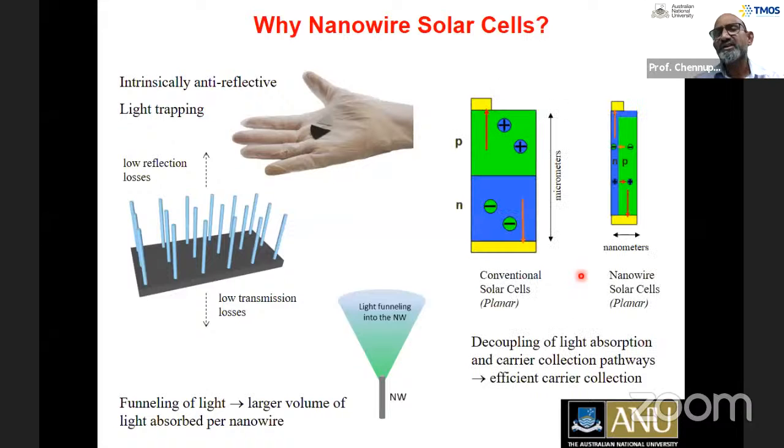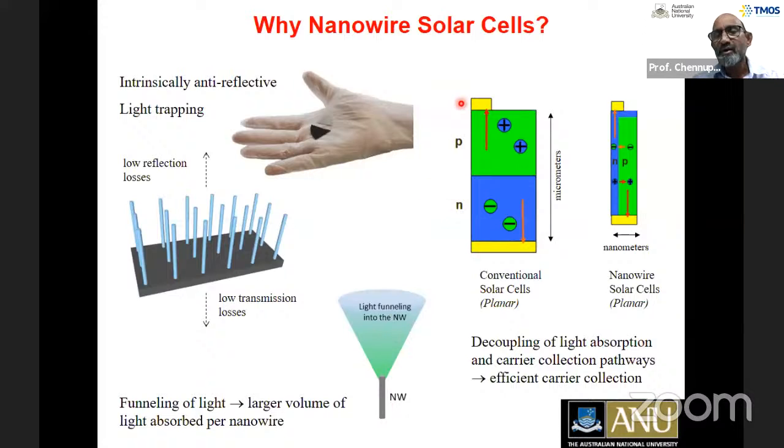And why are we interested in nanowires for solar cells? It turns out nanowires have anti-reflection properties, so you don't really need to put on any anti-reflection coatings. The second thing is that because of the large refractive index of the nanowire, and the surrounding medium being 1, you're able to couple the light very efficiently. These nanowires act like light funnels or light concentrators.